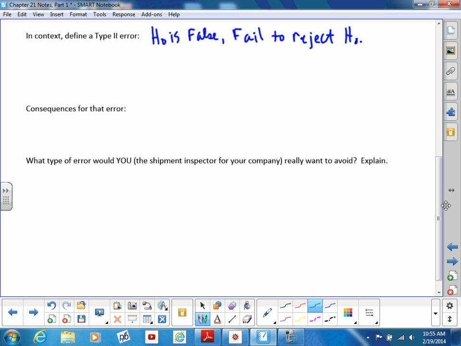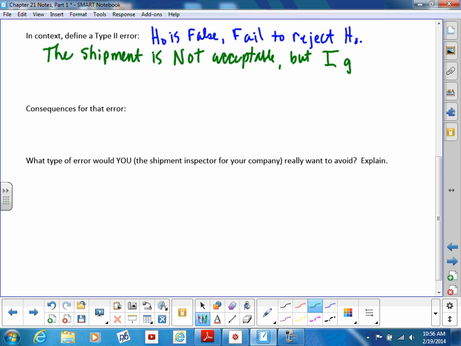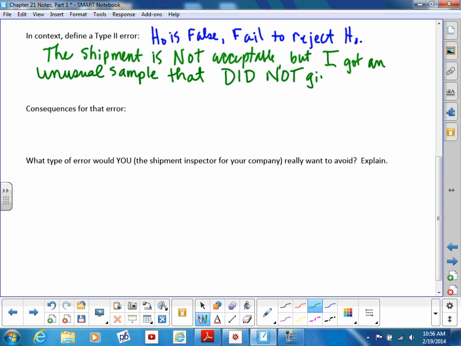So here we go. The shipment is not acceptable. But when I was taking a random sample, I got an unusual sample that did not give me evidence to reject the shipment.